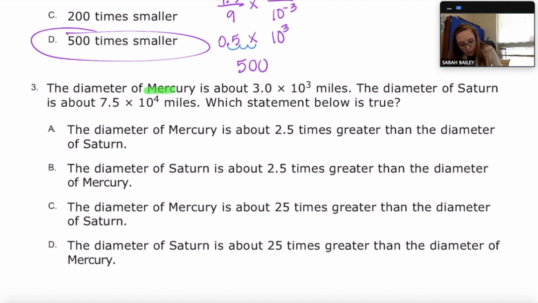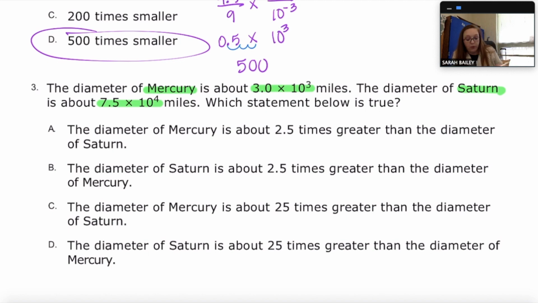So first we've got Mercury's diameter is 3 times 10 cubed, and then Saturn's diameter is 7.5 times 10 to the 4th. Well, first, who has the greater diameter? Both of the numbers that I've just highlighted are in scientific notation. And since they're both in scientific notation, you only have to look at the power of 10. So 10 cubed versus 10 to the 4th. Well, 10 to the 4th is bigger, and that goes with Saturn. So Saturn is going to have the larger diameter.